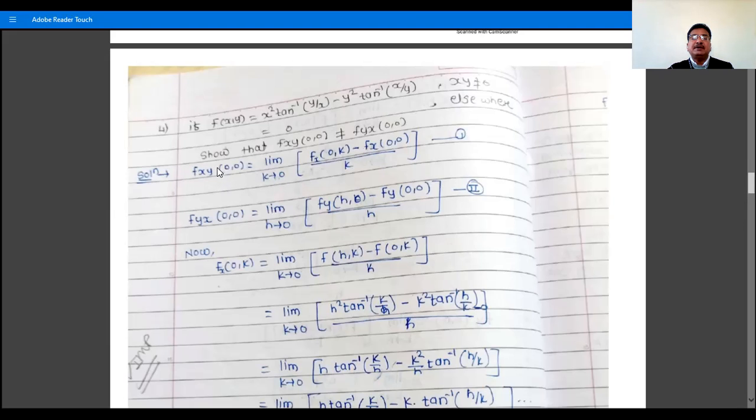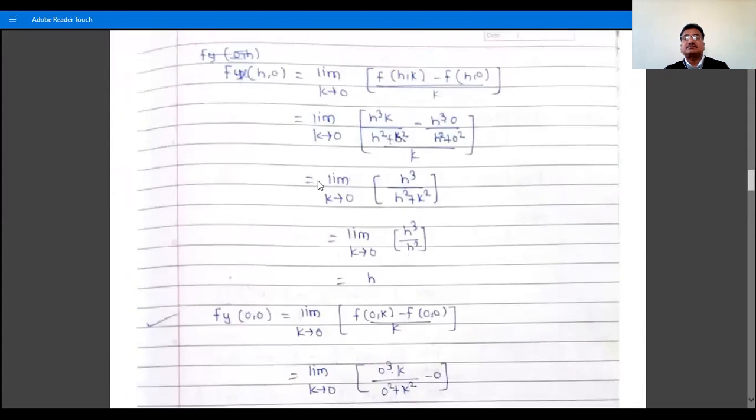f_xy means the derivative of f_x with respect to y, or we consider the derivative of f_y with respect to x. So here, the derivative of f_x with respect to y means limit k tends to 0, [f_x(0,k) − f_x(0,0)]/k. This is by using the definition of f_y. What is the definition of f_y? Limit k tends to 0, [f(0,k) − f(0,0)]/k. This is the definition of f_y, and this is f_xy, so replace f by f_x.